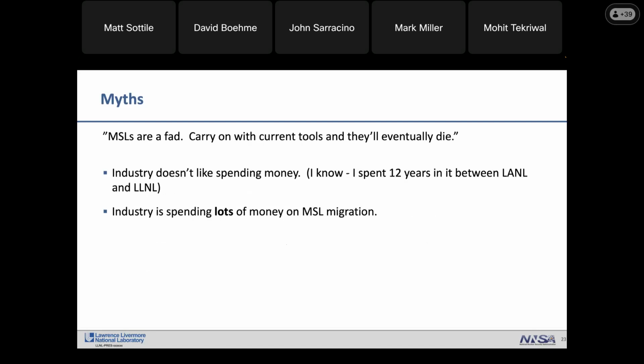Another thing is that memory safe languages are sometimes regarded as a fad, and that if we just carry on with our existing tools, we'll let this fad die off and the languages will go away and we can carry on. Obviously it's silly to try and predict whether a fad is going to die or stick. I don't know the future, but the indicator I have that it probably is going to stick around is that industry hates spending money. I know this because between my time at LLNL and Livermore, I was in industry and I noticed they really, really hate spending money. And they are spending a ton of money on memory safe language migration. The fact that they're making that choice to spend tons of money on this tells me that they've decided that it's not going to be a transient thing.